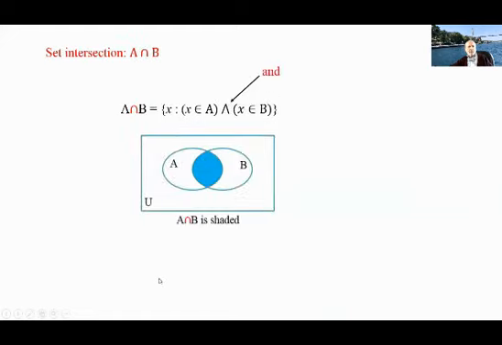The intersection. The intersection of 2 sets is those elements that are in both sets. So x in A and x in B. You see, the shaded area is A intersection B.